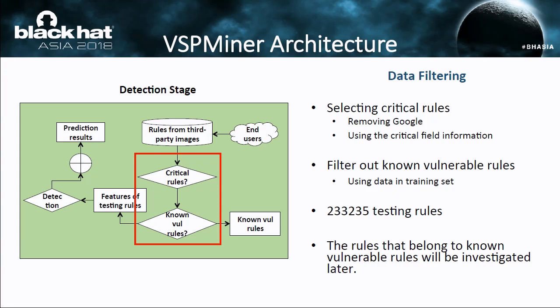After that, we will also detect whether these rules belong to the known vulnerable rules, because these have been detected in the training stage. Finally, we get a large scale of testing rules that don't belong to the known vulnerable rules. For the rules that belong to known vulnerable rules, we will do a further investigation later.